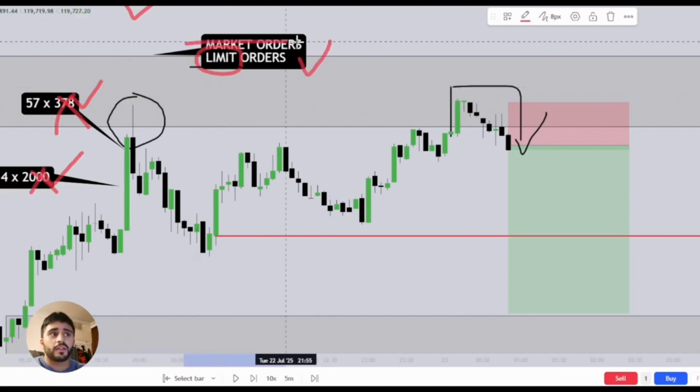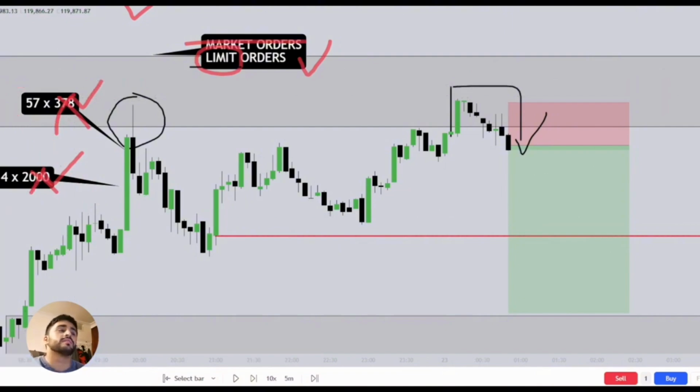These buying market orders have failed, right? All these buyers here have essentially failed, right? And that is the only reason the market moves down. That is one simple way of looking at it.